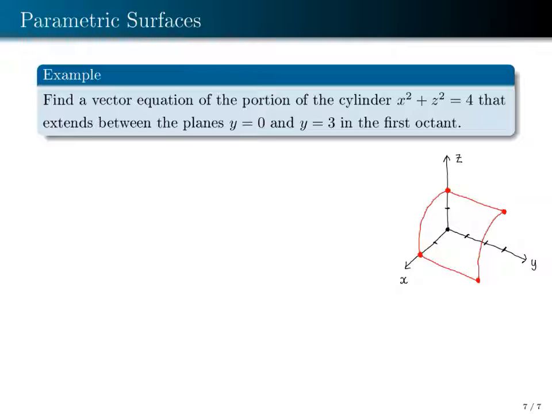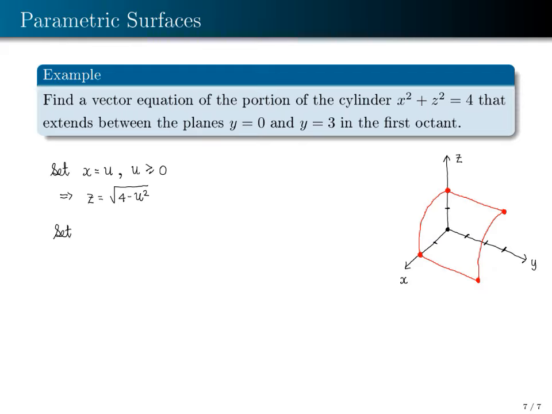In this example, we may choose x to be equal to the parameter u. Substituting x equals u in the equation of the cylinder yields z equals the square root of 4 minus u squared, where we take the positive square root since the portion of the cylinder is in the first octant, where z is non-negative. In addition, we should restrict the values of u to be greater than or equal to 0, since x is also non-negative in the first octant.